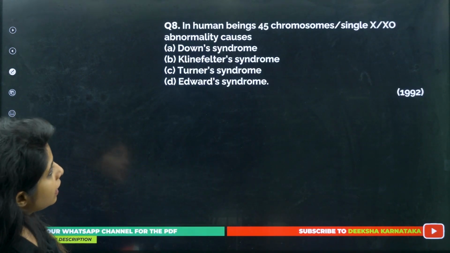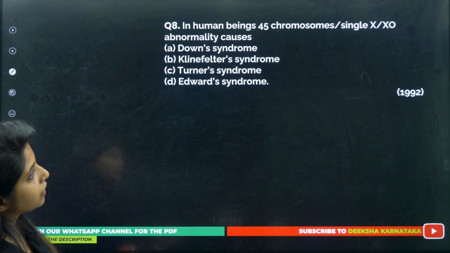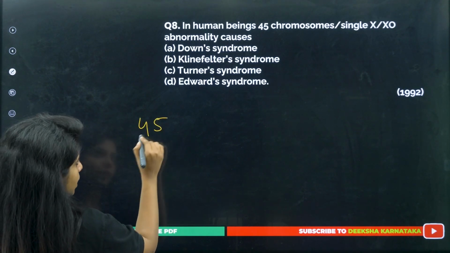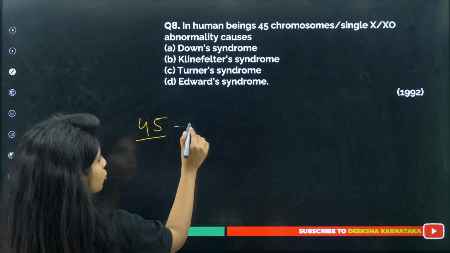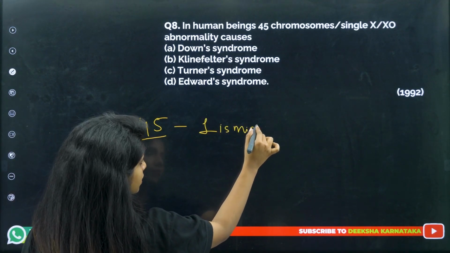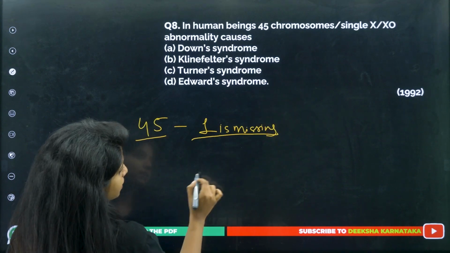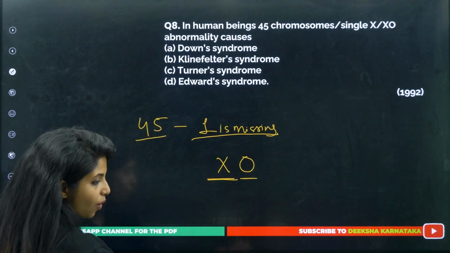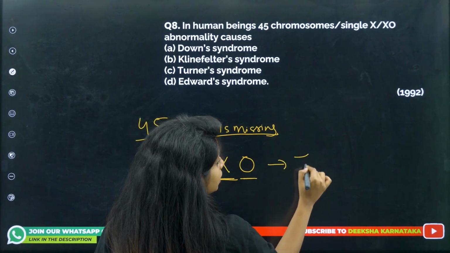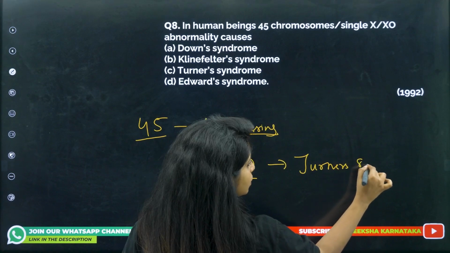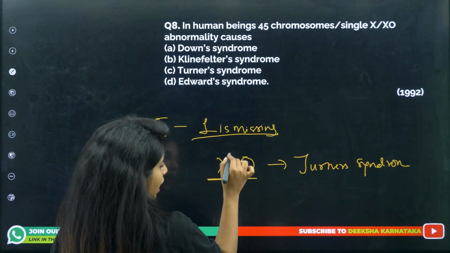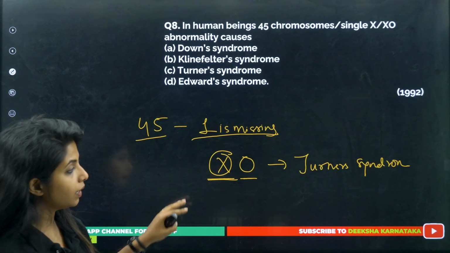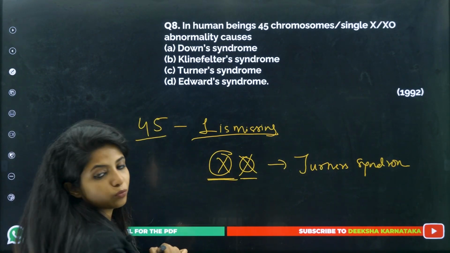Now, in human beings, 45 chromosomes, XO, abnormality causes what? When you have 45 chromosomes, that means usually we have 46 chromosomes, one chromosome is missing. And they have mentioned XO as well. So basically, one sex chromosome is there, another sex chromosome is not there. And this happens in Turner syndrome, where it's a female because you have the X chromosome, right? And it's 45 because you do not have any chromosome over here.